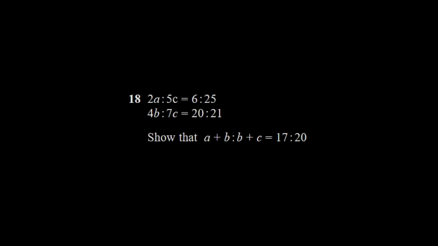Question 18 offers us a rather awkward ratios question. We've got two ratios between A and C and B and C, and we've got to prove that this particular arrangement of A, B's and C's equals the ratio 17 to 20. Let's first of all take these ratios that they've given us and put them into the simplest form we can.